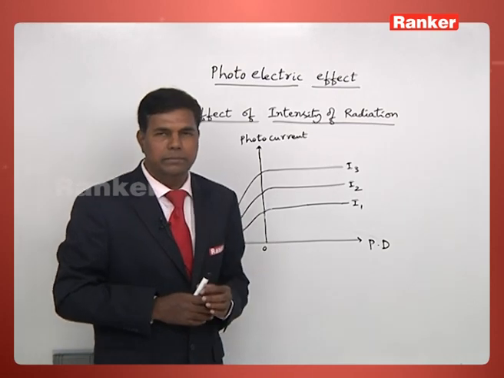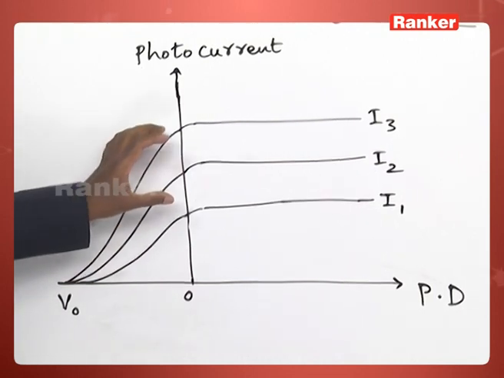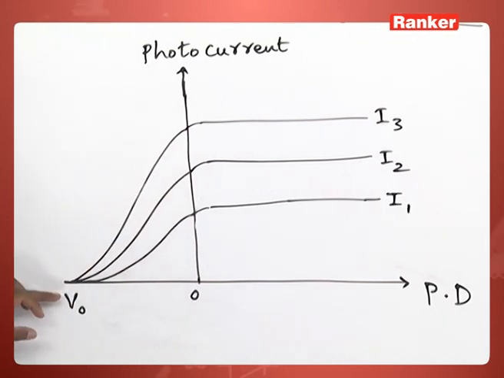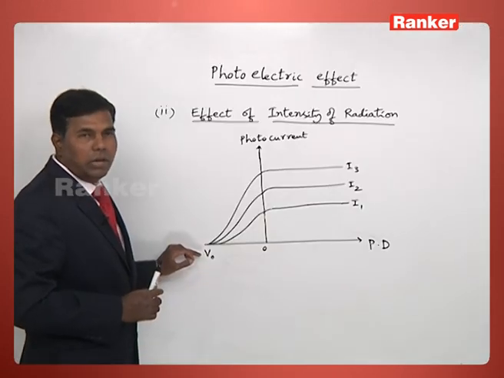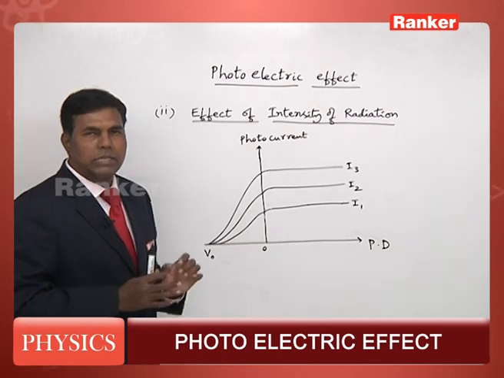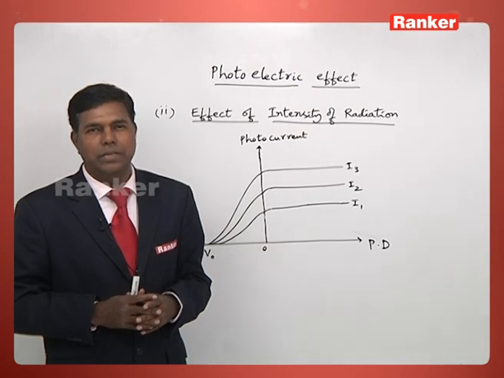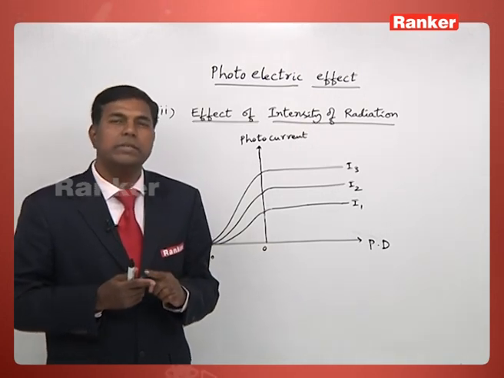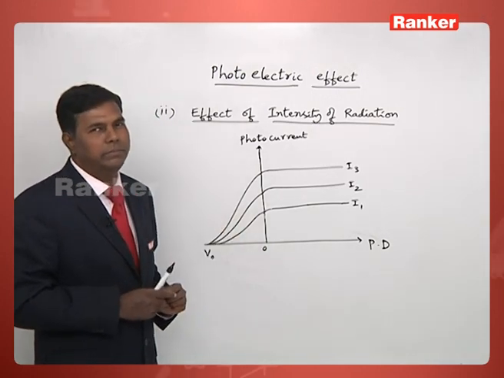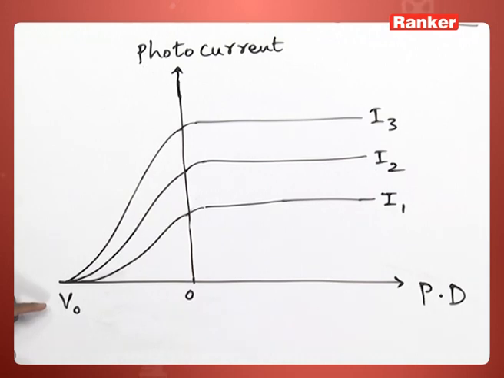That is one observation. Another thing is, when you apply a negative potential, you can see all the three curves for the three different intensities of radiation, they are coinciding with the same point. That is, stopping potential is same for all the three intensities. It implies that stopping potential is independent of intensity of radiation. We can see that later. Stopping potential depends on the frequency of radiation and it is independent of intensity of radiation. For that reason, for all the three intensities, we are having the same stopping potential V naught.